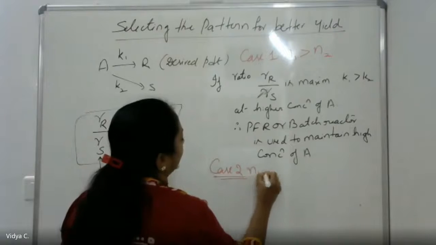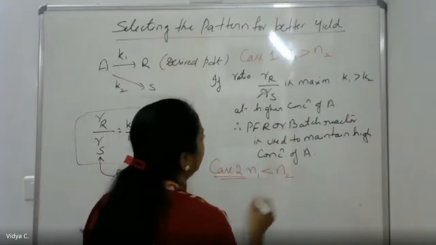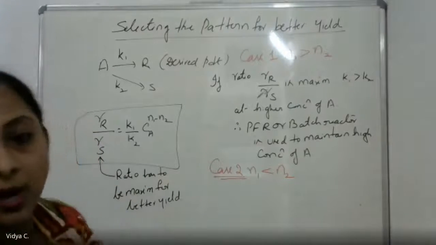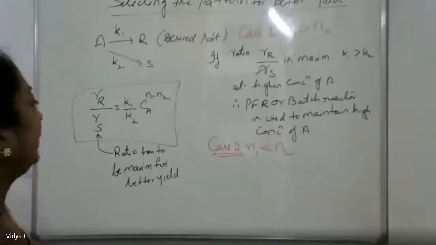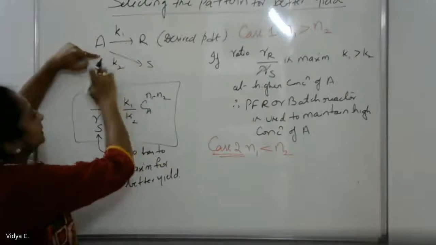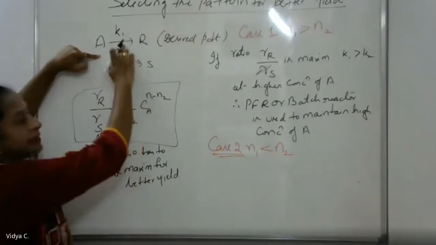Case 2 is what? N1 is lesser than N2. Okay, so what does that actually mean? So N2 is greater than N1. That is the meaning. See, N2 is greater than N1 means what? This path is higher than this path.